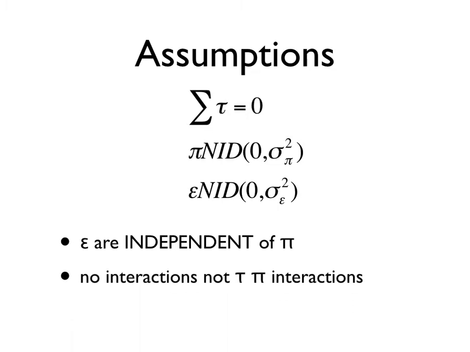There are also no interactions, no tau by pi interactions. That model had none of that in there. So there's nothing about different blocks being affected by treatments differently, because we can't actually measure that. Because we have different subjects in each group, even though they're blocked on something, we can't measure this tau by pi interaction.